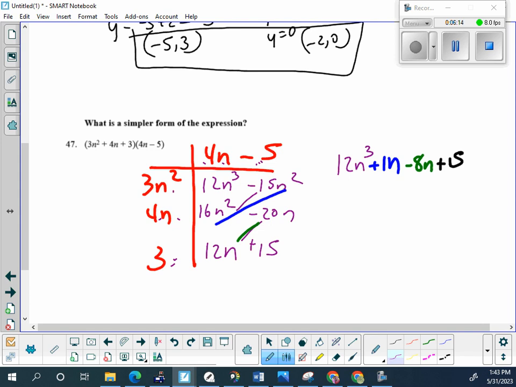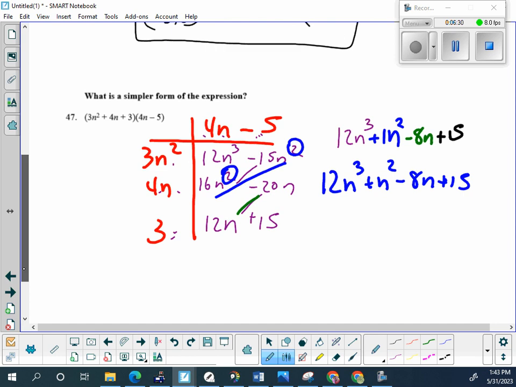Oops, I missed the n squared. Be careful. That's n squared. So I'd have lost a point on that if I did put n squared. So the answer is 12n cubed plus n squared. You don't have to put the 1 minus 8n plus 15. Okay, that's the last of the easy questions.